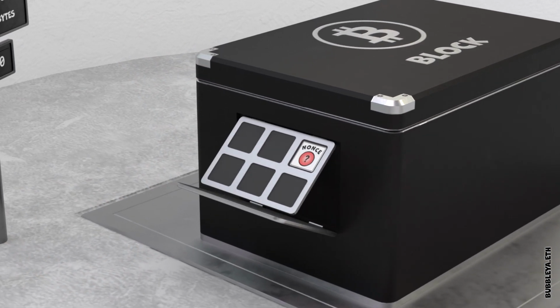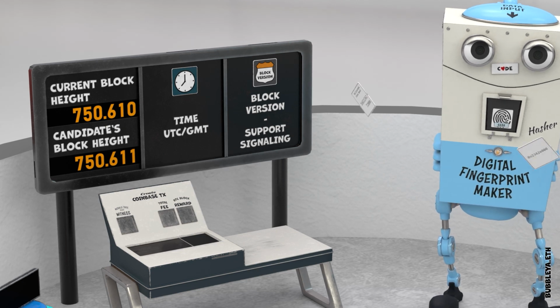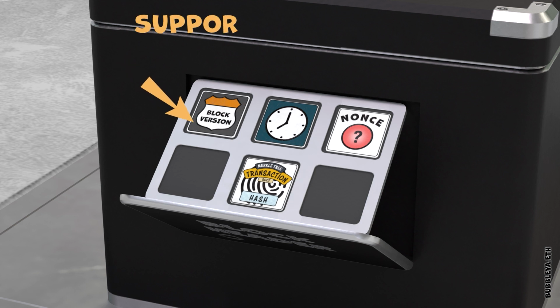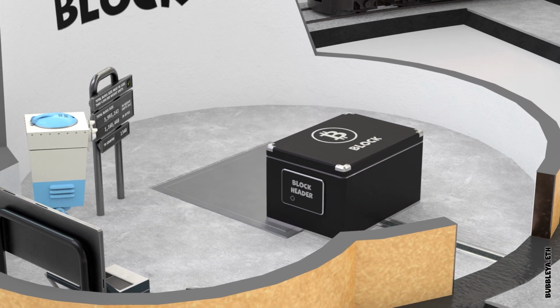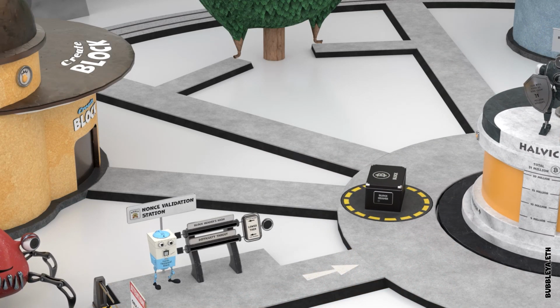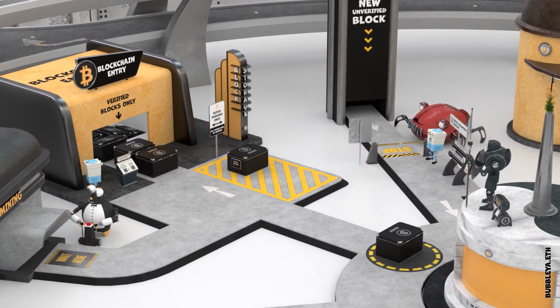Let us now focus on the block header. Each block header has space for 6 data tiles. These tiles are the block version, the current time, and the transaction Merkle tree root. Today, miners use the block version tile to signal network upgrade support. One tile is already there, it is the nonce number, which is 0 by default. We will explain the importance of nonce later. Finally, to fill in the last 2 tiles in the block header and find the correct number for the nonce, the block leaves this house and moves to the blockchain entrance.